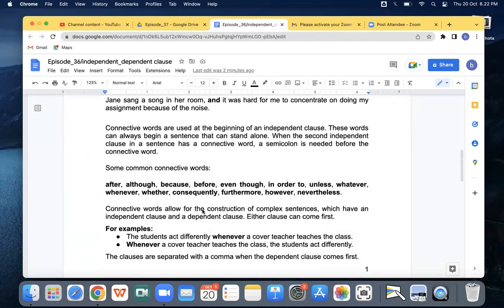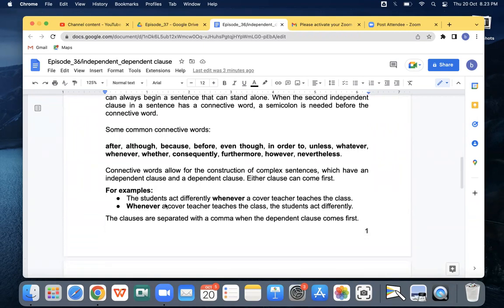Connective words are used at the beginning of an independent clause. These words can always begin a sentence that can stand alone. When the second independent clause in a sentence has a connective word, a semicolon is needed before the connective word. Some common connective words: after, although, because, before, even though, in order to, unless, whatever, whenever, whether, consequently, furthermore, however, nevertheless. Connective words allow for the construction of complex sentences which have an independent clause and a dependent clause.